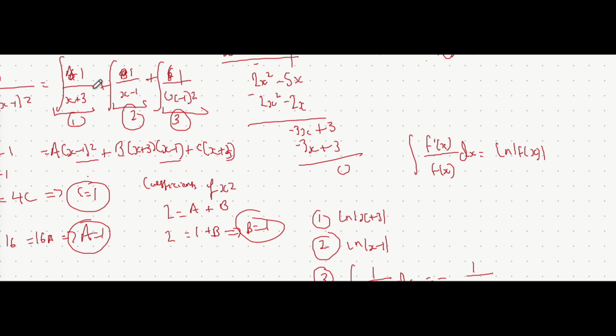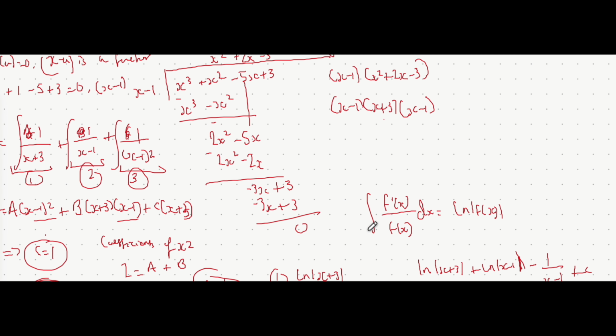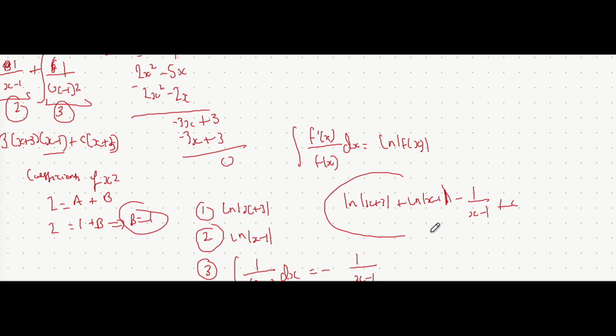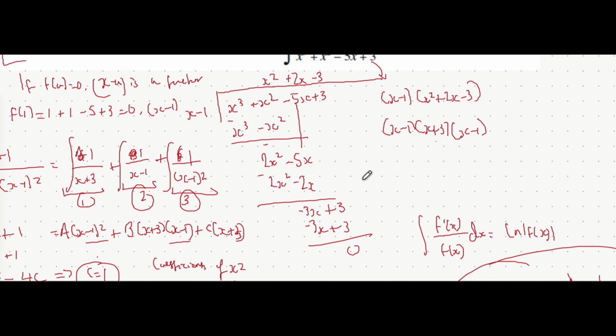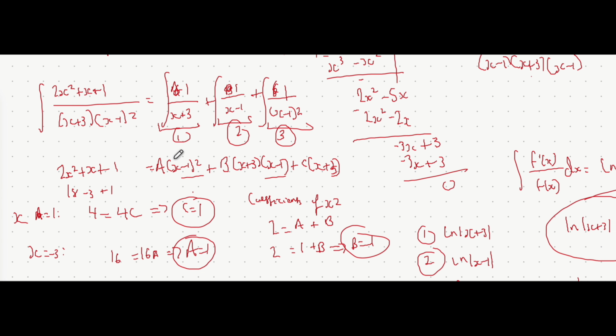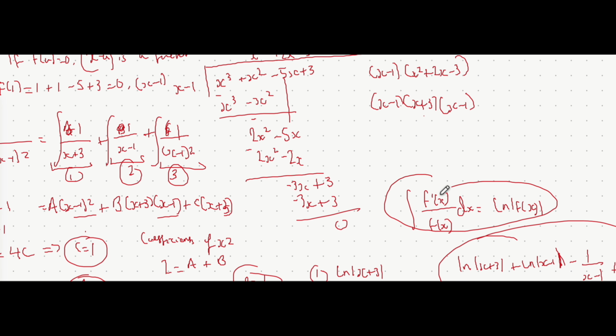And then, like I mentioned, you just join all 3 of those together. So your final answer is ln of x plus 3 plus ln of x minus 1 minus 1 over x minus 1. And you can put plus c as well because it's an indefinite integral and there's no limits involved. Very difficult question, more long than anything, honestly, but it combines loads of different concepts. There's a bit of factor theorem, long division, partial fractions, integration by substitution, and integration using this formula here.